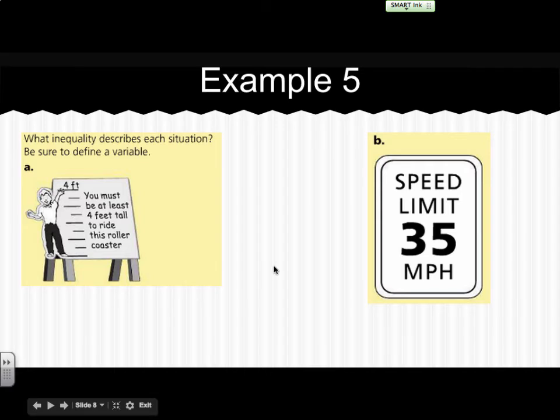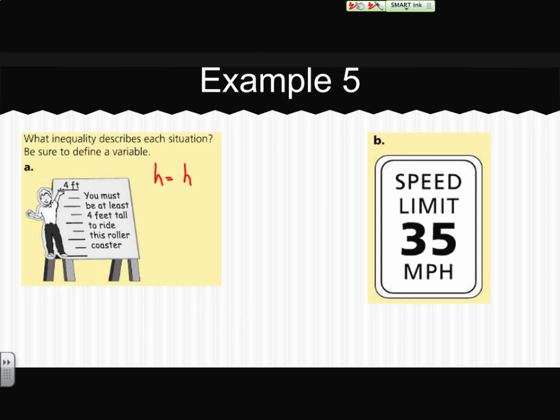Example 5 says, what inequality describes each situation? Be sure to define a variable. Okay, so we're going to let h equal your height, because it says you must be at least 4 feet tall to ride the ride. So on this one, if I'm 4 feet tall, can I ride the ride? When it says you must be at least 4 feet tall, well, yes, so that means my height has to be greater than or equal to 4. Height, and we probably should say in feet.